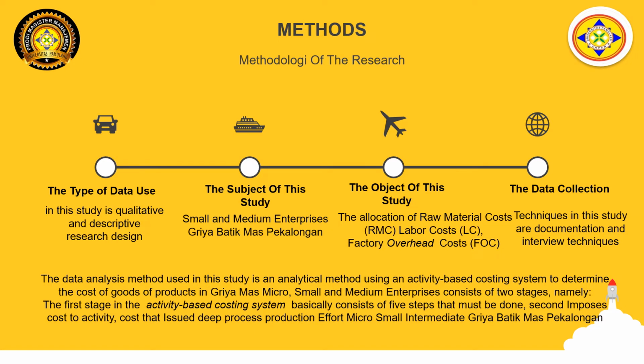The method consists of stages. The first stage in the activity-based costing system basically consists of 5 steps that must be done. Second, impose costs on activities, the costs issued in the production process of the micro, small, and medium enterprise Griya Batik Mas Pekalongan.